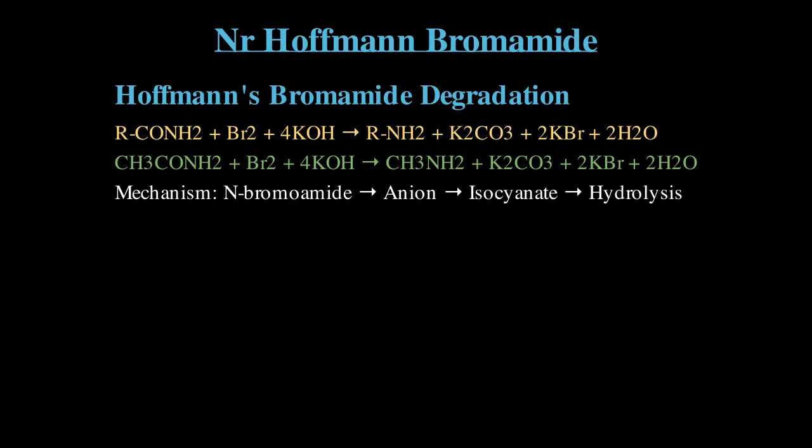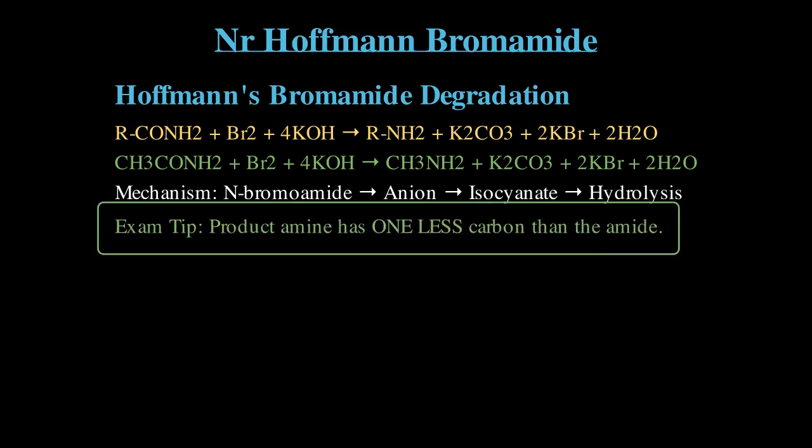The R group migrates from the carbonyl carbon to the nitrogen, kicking out the bromide ion to form an isocyanate, R-N=C=O. Finally, step 4, the isocyanate is hydrolyzed by water, which gives our final primary amine and carbon dioxide, which is then trapped by the base. And here's your crucial exam tip: remember, 1 carbon is always lost in this reaction. This method is specific to primary amides and is a key step-down reaction in organic synthesis.